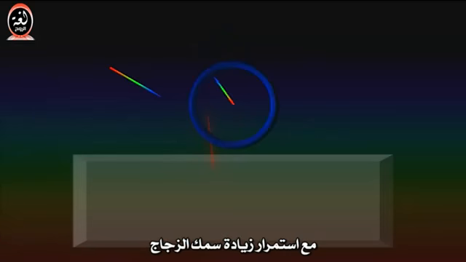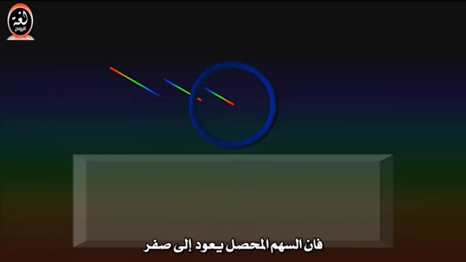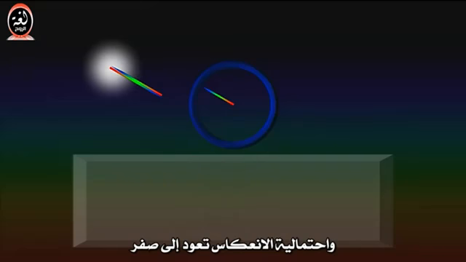As the glass keeps getting thicker until the stopwatch has made a complete extra turn, the resultant arrow is back to 0, and the probability of reflection is back to 0, and the cycle starts again.